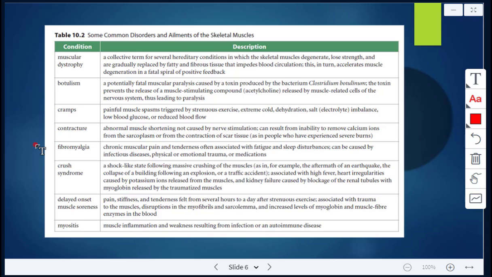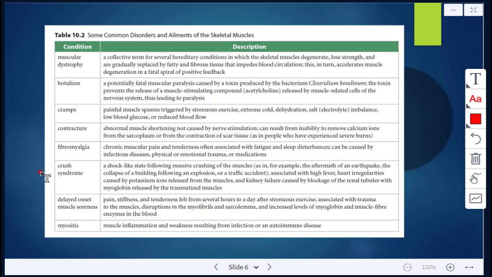Fibromyalgia, it's chronic muscular pain and tenderness. It's associated with fatigue, sleep disturbances, and it can be caused by infectious diseases, physical or emotional trauma, or even medications. Crush syndrome, it's a shock-like state following massive crushing of the muscles. For example, after an earthquake, a traffic accident, so on.